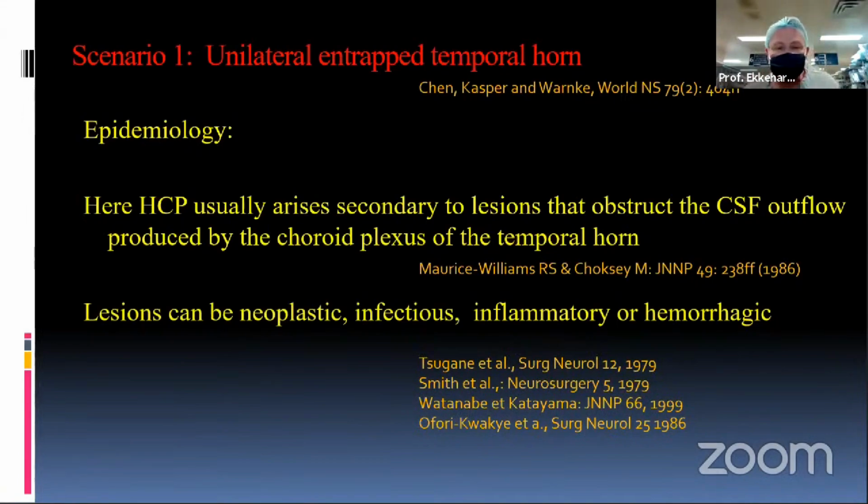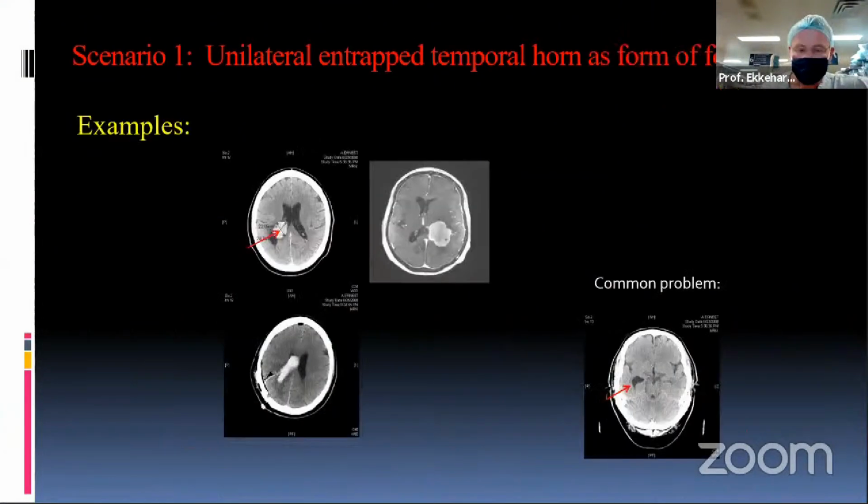So hydrocephalus in these cases occurs secondary to lesions that obstruct the CSF flow. And it's usually somewhere in the atrium that the outflow obstruction occurs. And everything that is in the inferior portion, the temporal horn, continues choroid plexus and can create unilateral entrapment of the temporal horn with sort of focal hydrocephalus. These lesions can be neoplastic. We see that in cysticercus infections and some other tapeworms, inflammatory diseases, or hemorrhagic lesions.